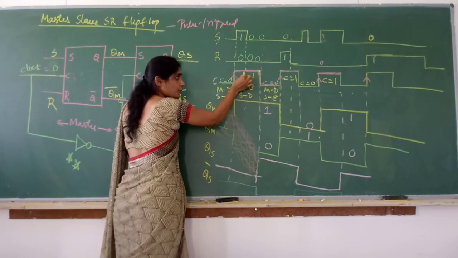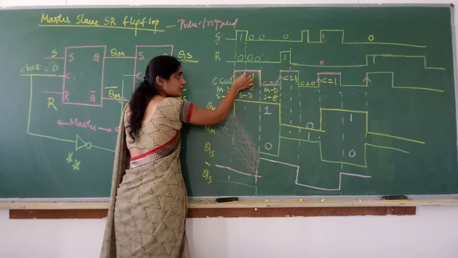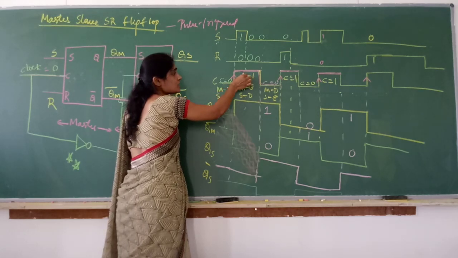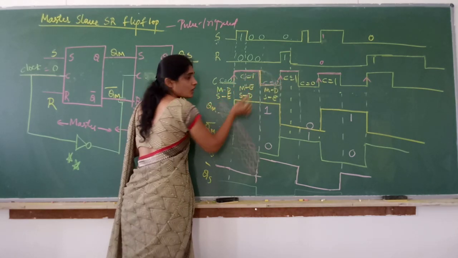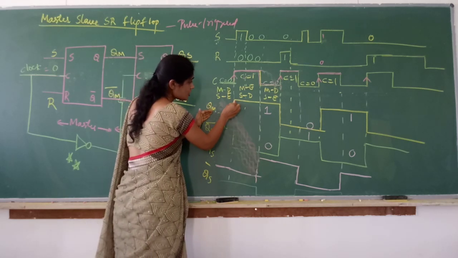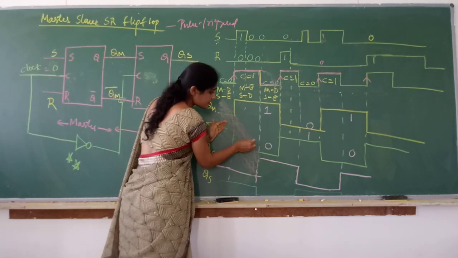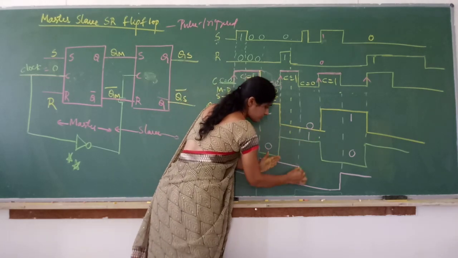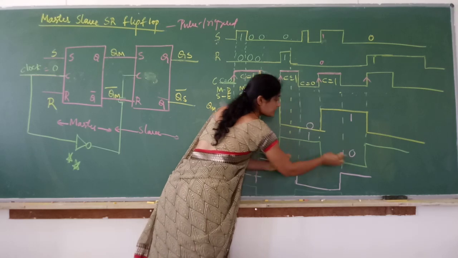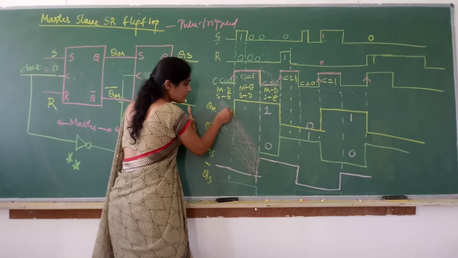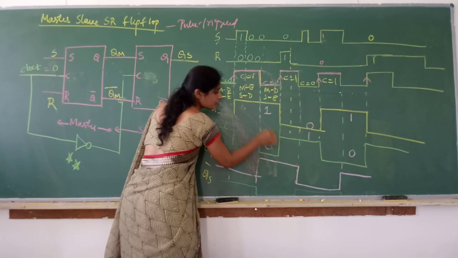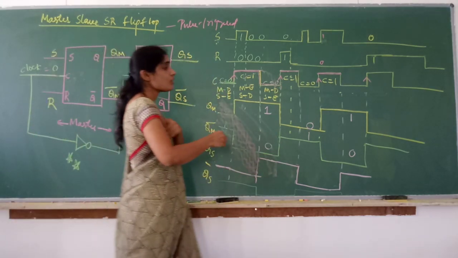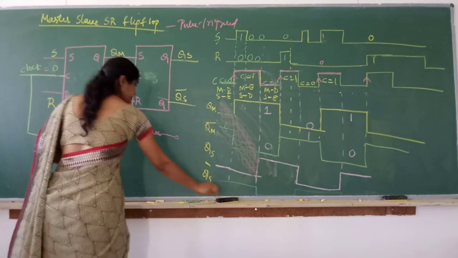Here master output will be here when clock is high. But slave output you don't get as you are connecting clock through a NOT gate. Only these outputs will be transferred to the slave when clock is 0. See, here you are getting QM, but this QM is transferred to slave here. 1, 1, 0, 0, 1, 1. So QS and QM outputs are same, but it is shifted by one pulse.